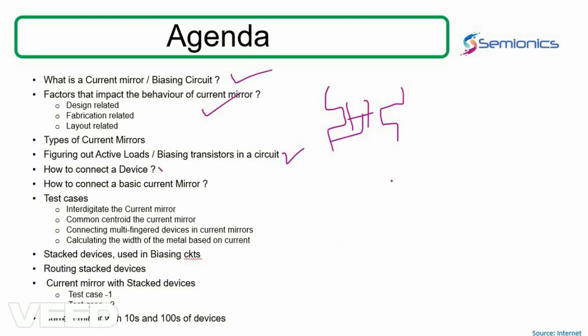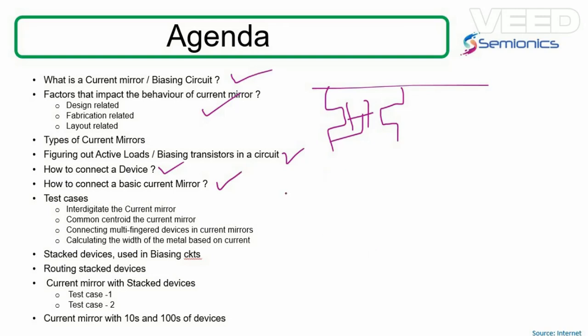You may have come across these things, but you wouldn't have known that this is what it is. Many times layout engineers make mistakes in the way they connect the device. Just because gate and drain are connected, you cannot just hook up the connections, or just because there's a power supply running on a particular net or a guard ring, you cannot tap it. There's a specific purpose for every connection. We'll learn about that as well: how to connect a basic current mirror.